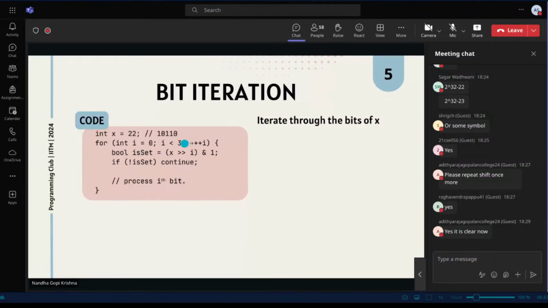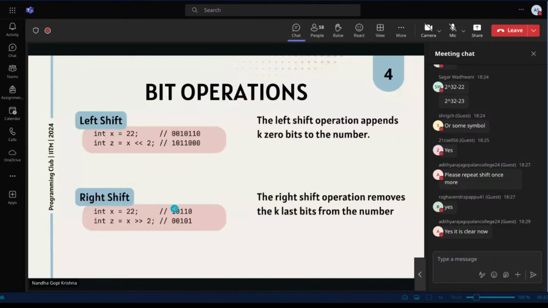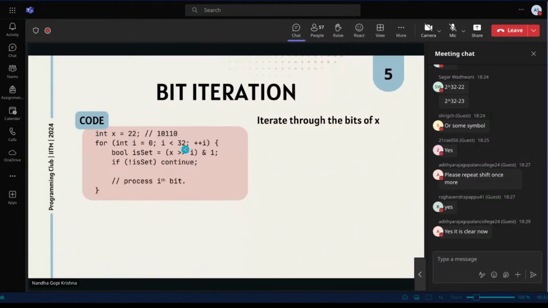Similarly, if i is equal to 1 going through the loop, we move it once to the right. So over here, if we move this number once to the right, we would have 0, 1, 0, 1, 1. This last 0 gets eliminated. So now when we AND it with 1, since this last 1 of 1, 0, 1, 1 ANDs with 1, we get the value of true, the value of 1. So we can understand that the second bit from the right is set.